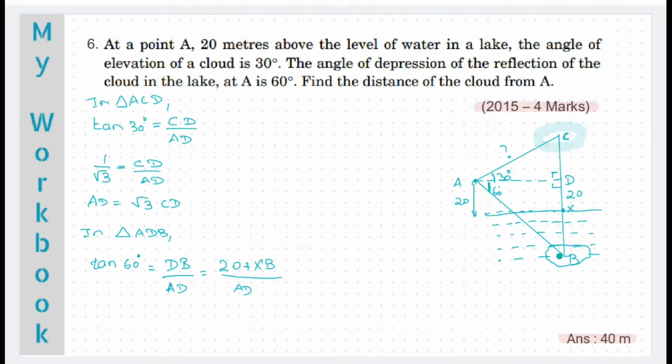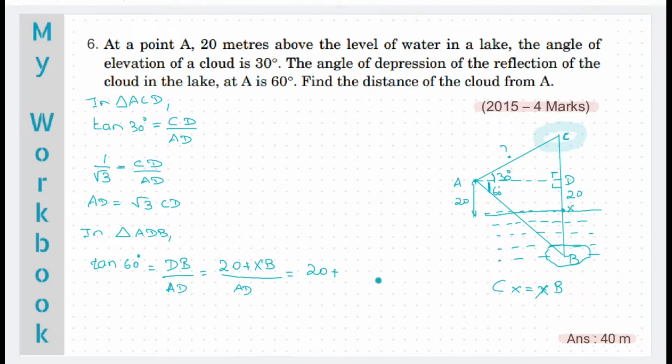Now when we have a reflection, the distance of the reflection from the surface of the water is the same as the height of the cloud from the water surface. So CX is equal to XB. I'll repeat that. The height of the cloud from the surface of the water, that is CX, is always equal to the distance of the reflection from the surface of the water, which is XB. So CX is equal to XB.